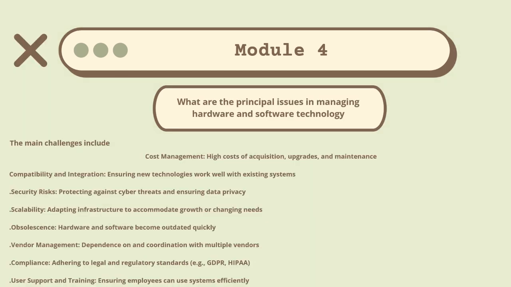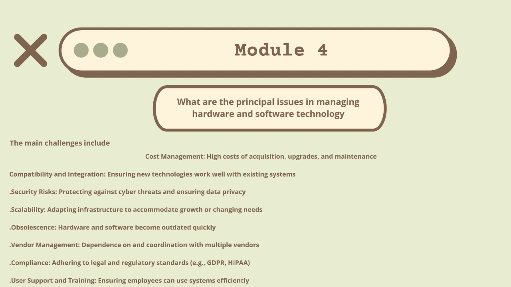What are the principal issues in managing hardware and software technology? The main challenges include cost management, the high cost of acquisition, upgrade, and maintenance. Organizations must carefully budget and plan to avoid overspending while still meeting technology needs. Second is compatibility and integration, ensuring new technology works well with existing systems. If systems don't integrate smoothly, it can cause errors, delays, or require costly customization.